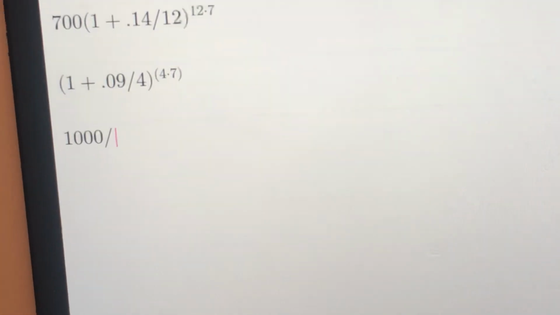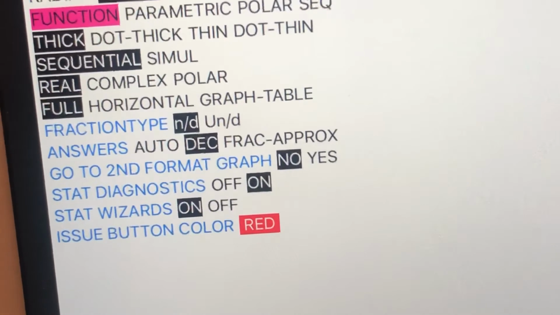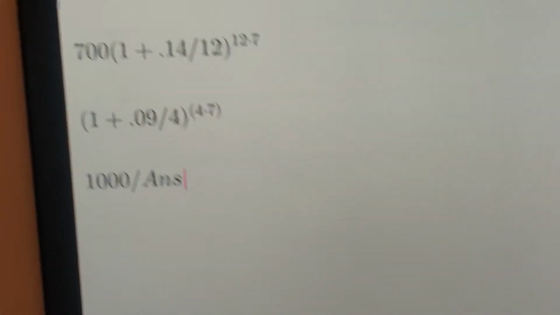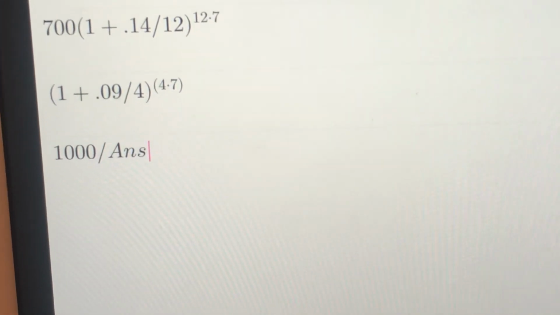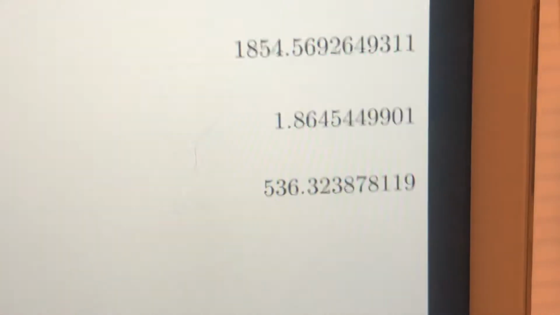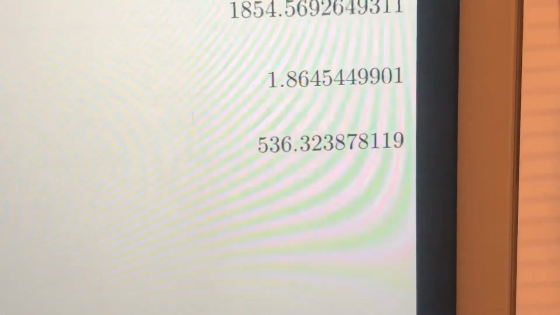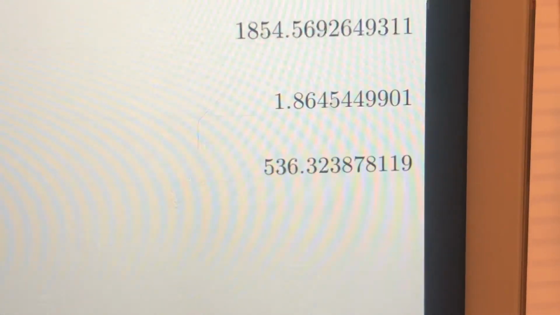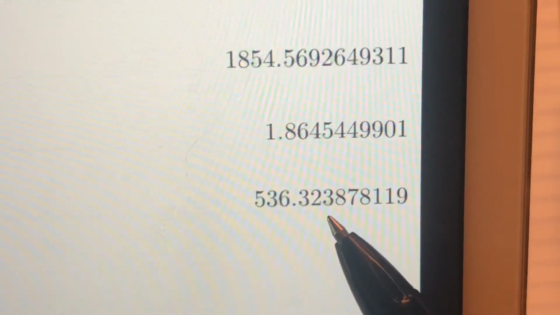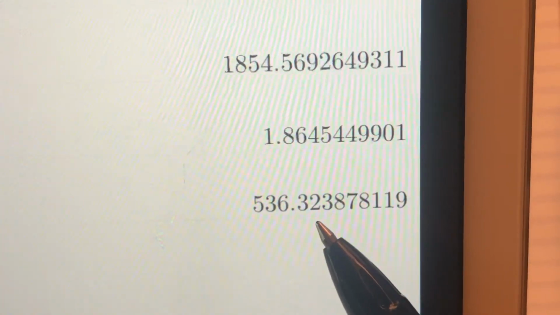So I just hit second, and that negative key, and it puts in 1,000 divided by the answer. So I'm taking 1,000 divided by that 1.86 number. I don't want to round it off, because if I round it off too quickly, I could be off by a penny, and being off by a penny on IXL means you're going to get the whole thing wrong. So I get $536.32. Notice the 3 here says we're going to round that 2 down.